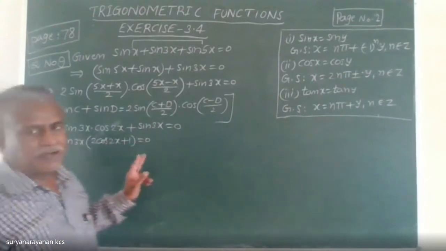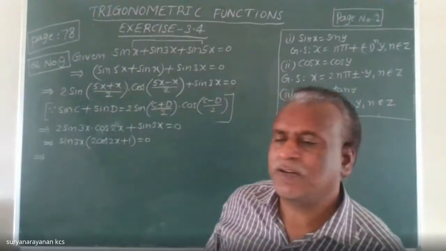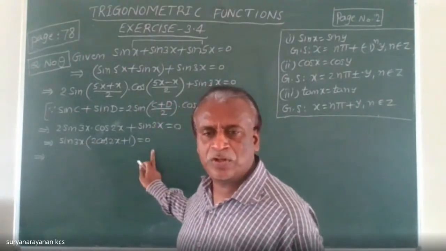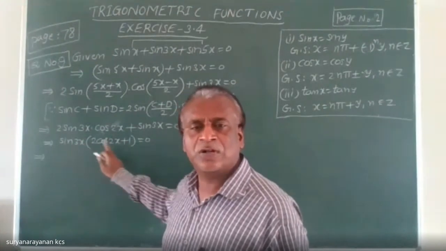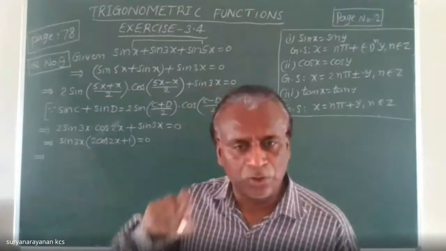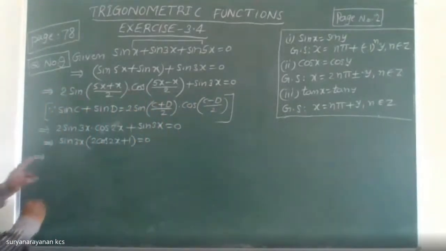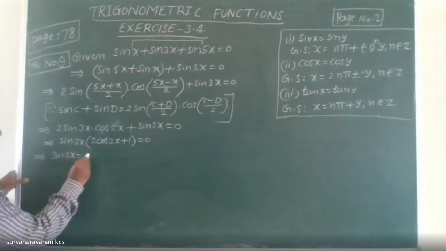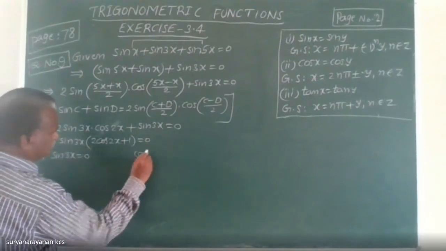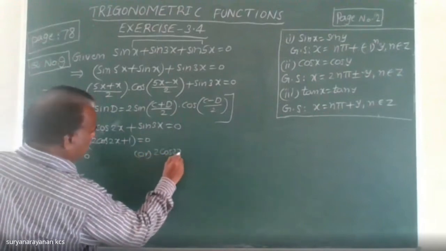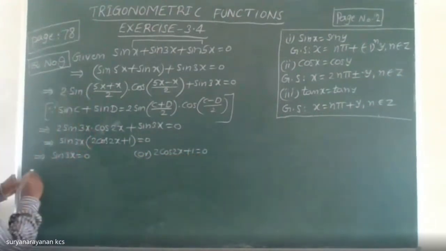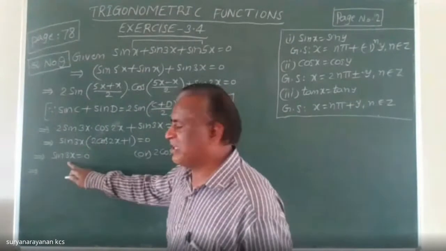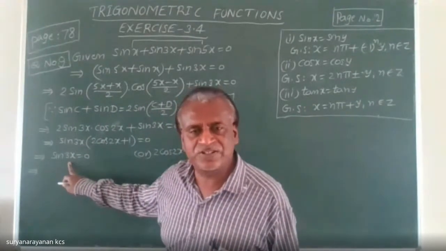Again, I will repeat the same point here. If the product of two numbers is equal to 0, then the first number is equal to 0 or the second number is equal to 0. So, by using that rule, we get sin 3x is equal to 0 or 2 cos 2x plus 1 is equal to 0. The first equation is in the form of sin x is equal to 0.